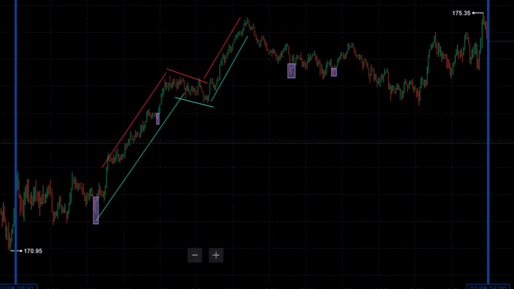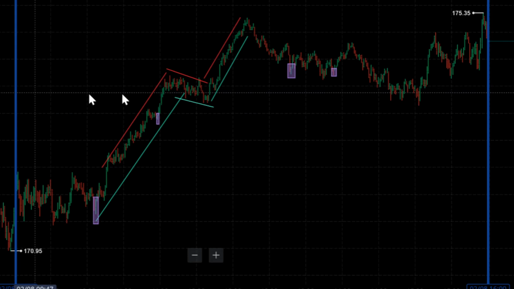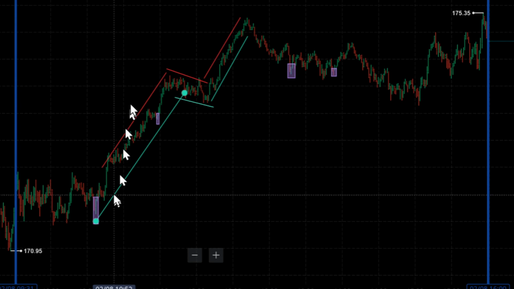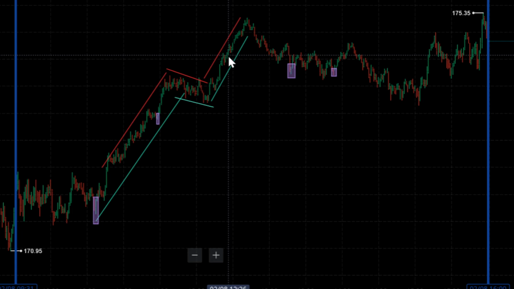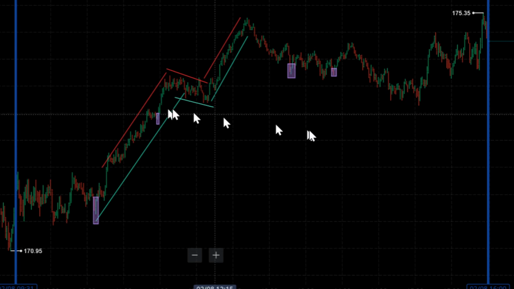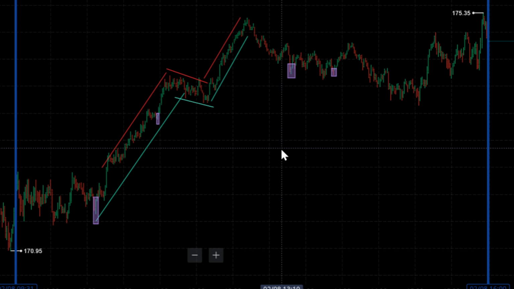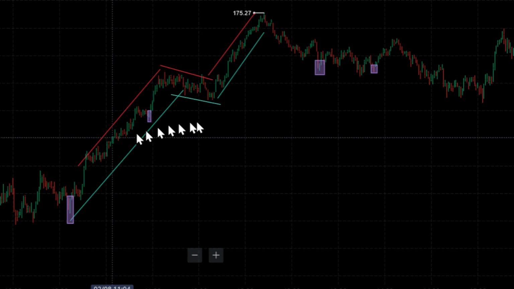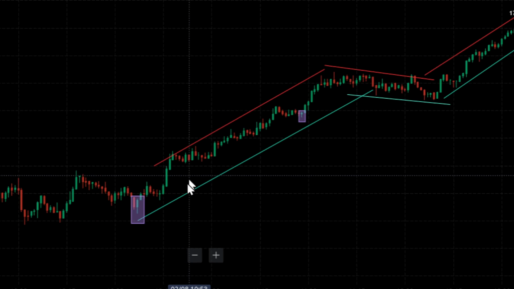Looking at the same graph as before, Apple for a single day, and you see where we left the flag pattern from before. I took the liberty of finding a few of them, and so we'll just zoom in and take a look here at some of these.